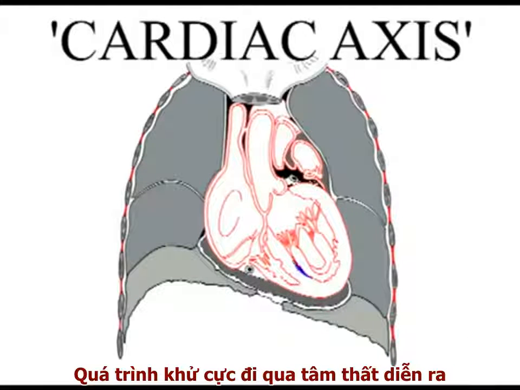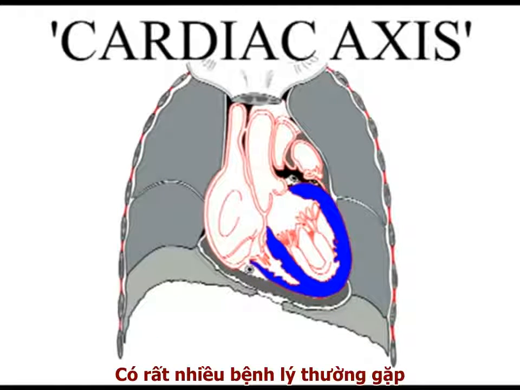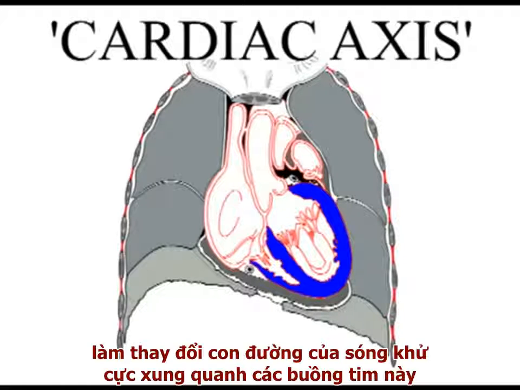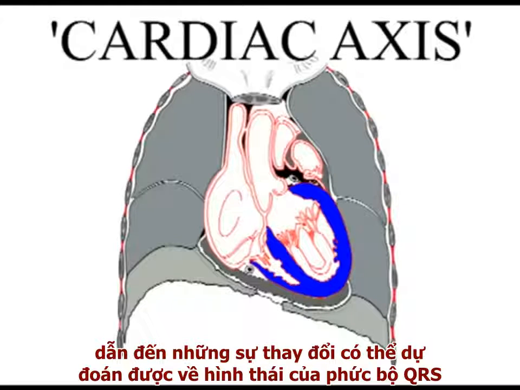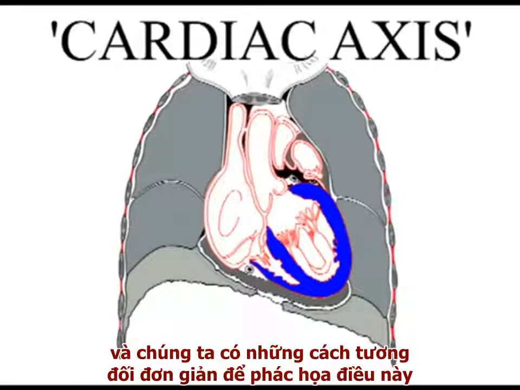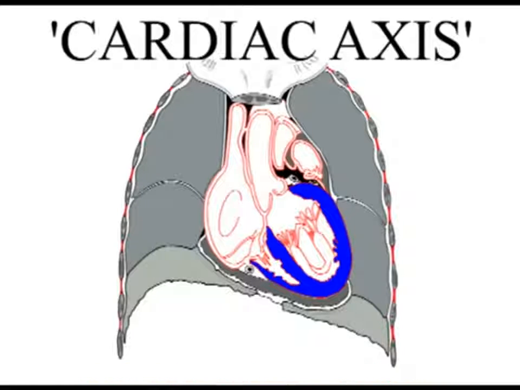Cardiac depolarization travels through the ventricles in a highly organized temporal and spatial pattern. Many common diseases alter the pattern of flow of depolarization around the chambers. Such alterations result in predictable changes in the morphology of the QRS complexes, and a relatively simple way of characterizing this is to estimate the position of the cardiac axis. So what is the cardiac axis?